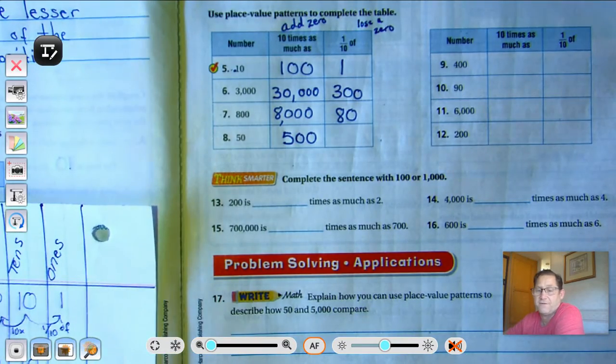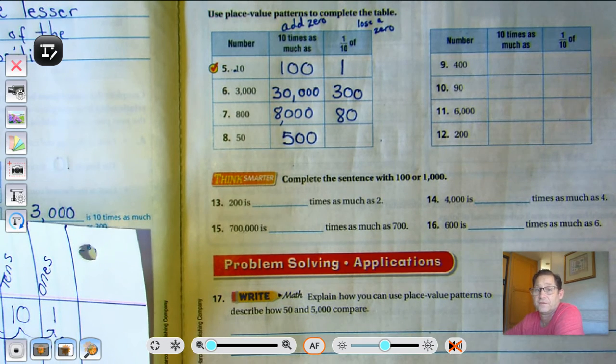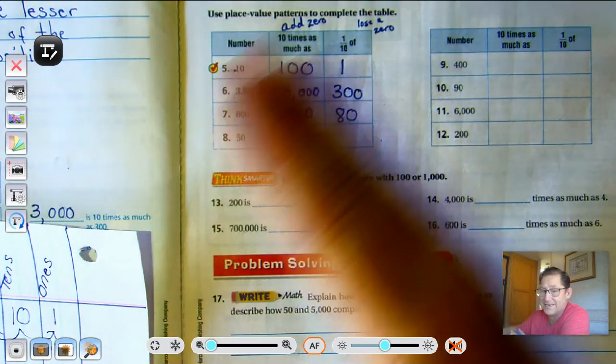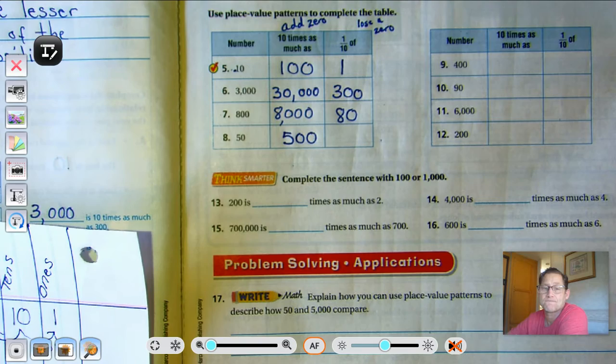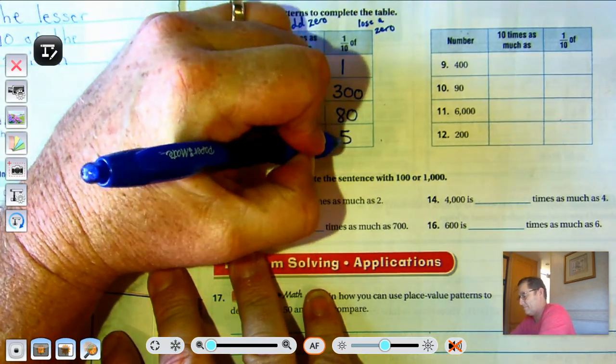Okay, that's basically what we're saying, right? Something that's 10 times as much as the previous value, we're going to add a zero. If we're going to take 1/10 of that number, it's going to lose its zero because it's going to be 10 times smaller. All right, so what's 1/10 of 50? 5.